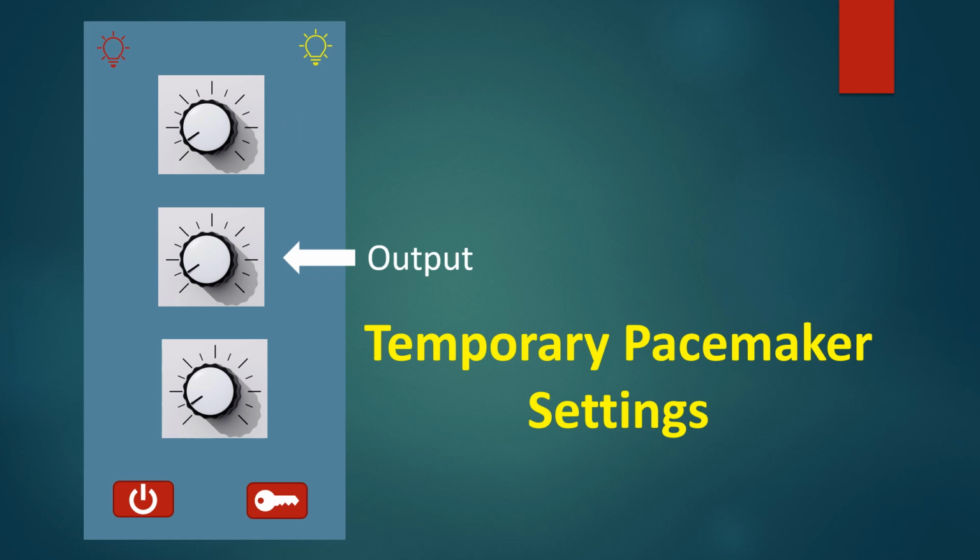Pacing output setting is decided after testing the pacing threshold. Threshold is checked by gradually reducing the output till the pacing capture is lost and then quickly raising it back. Usually output is set at 3 times the threshold for temporary pacemakers. Higher safety margins may be used if the person is restless and likely to have lead displacements. Threshold should be checked at least once daily to ensure good safety margin.